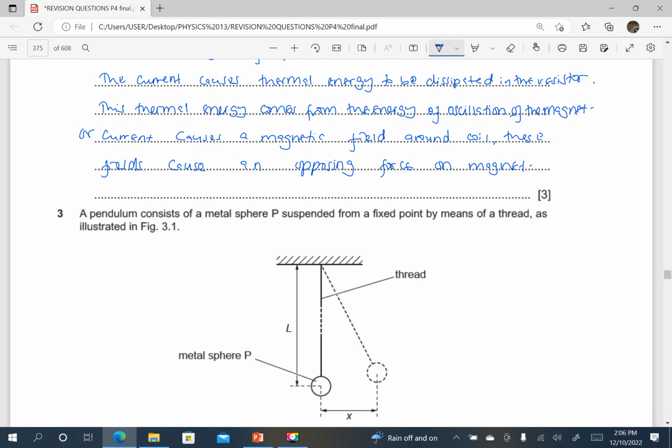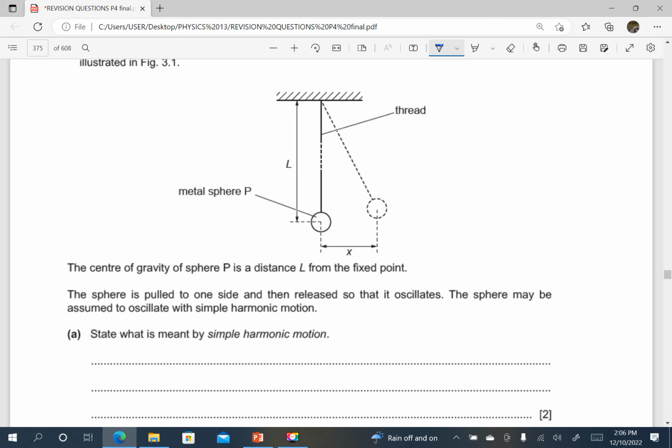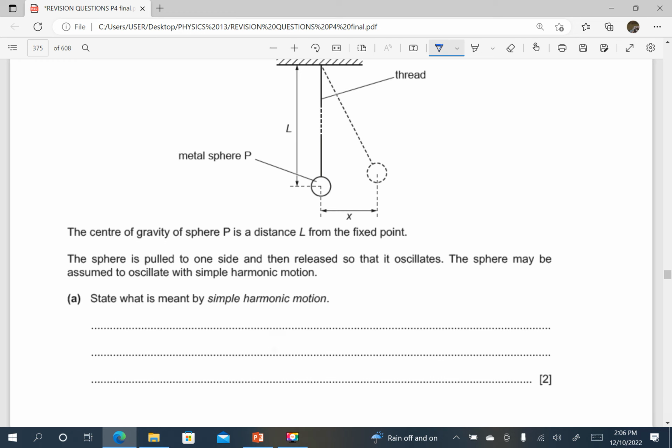A pendulum consists of a metal sphere P suspended from a fixed point by means of a thread, as shown here. State what is meant by simple harmonic motion.